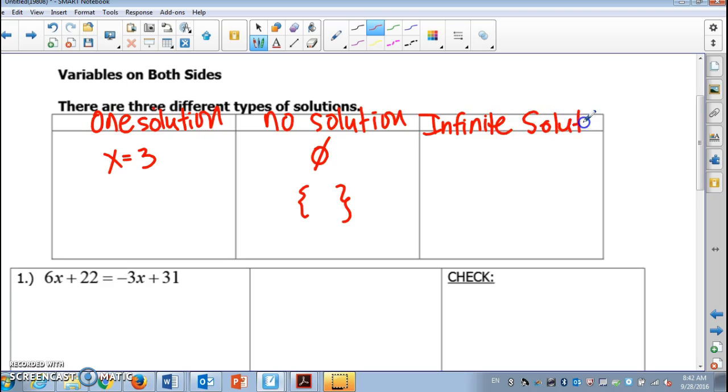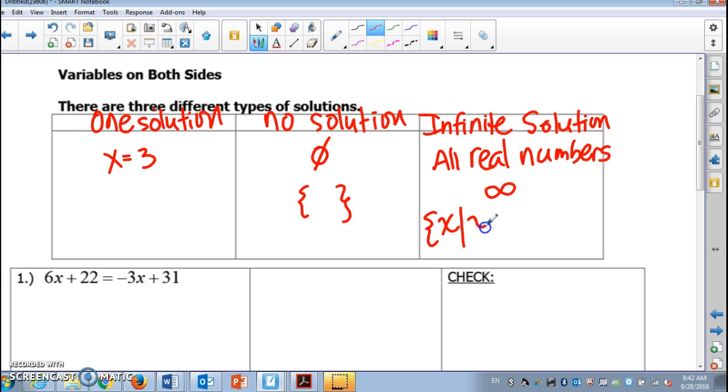What does infinite solution mean? That means we have like every number in the world will be the solution. 1, 2, 3, whatever we plug in, it should be the solution. So we either write all real number solution, or we call it infinity sign, or we call this x such that x is an element of all real numbers.